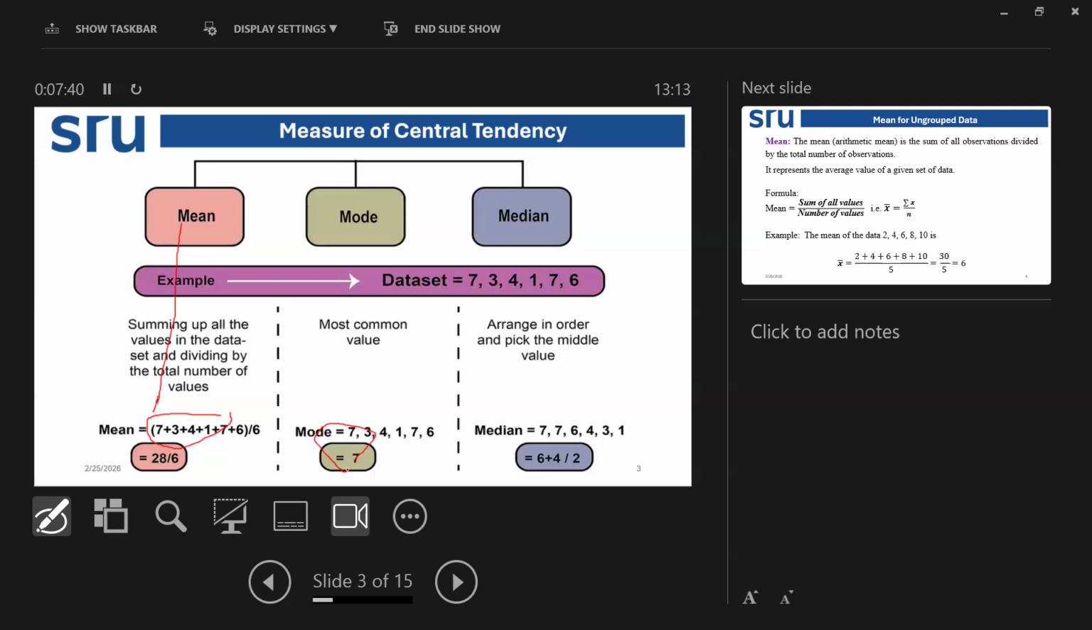Some falsifications are there. That is why we are calculating the standard deviation and variance.